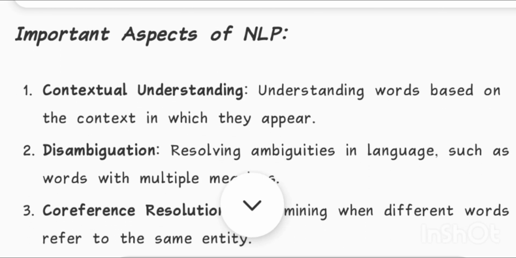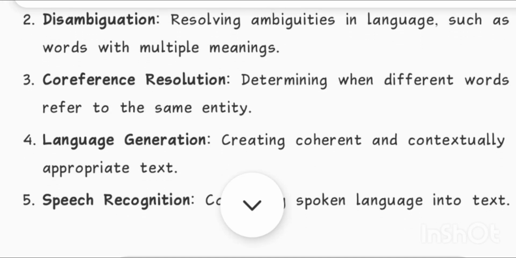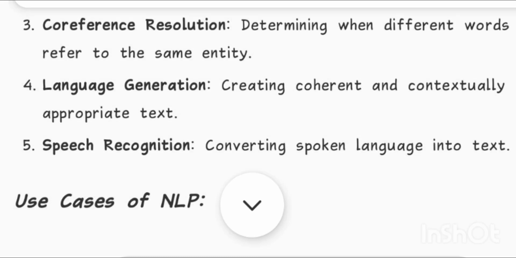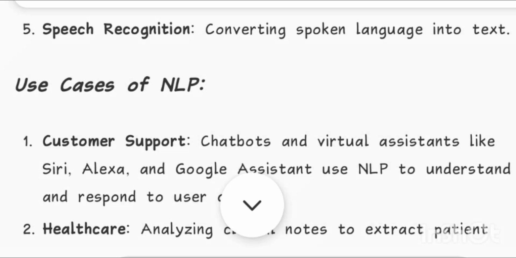Important aspects of NLP. 1. Contextual understanding, understanding words based on the context in which they appear. 2. Disambiguation, resolving ambiguities in language, such as words with multiple meanings. 3. Coreference resolution, determining when different words refer to the same entity. 4. Language generation, creating coherent and contextually appropriate text. 5. Speech recognition, converting spoken language into text.